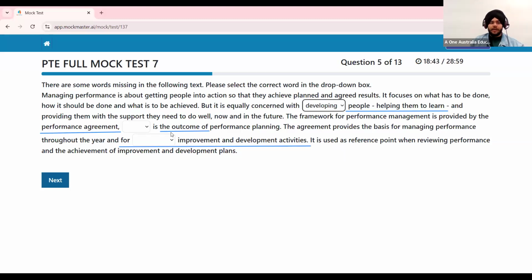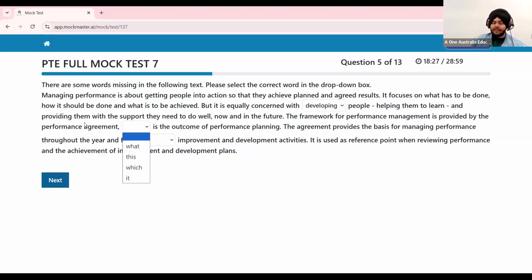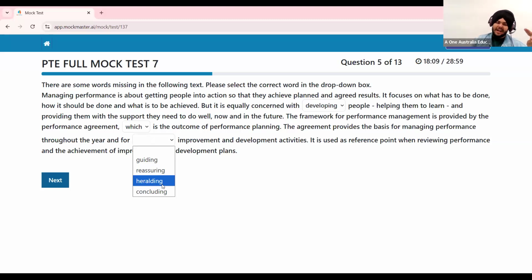Here, dash is provided by the performance agreement. See, the framework is provided by the performance agreement. Dash is the outcome of performance planning. Now, guys, this is a trick I'll tell you. Any sentence or any blank that is after a comma and which is one of the options, most of the times it is which. 99% of the times it is which. Okay. And the next one, and for dash improvement and development activities. Now I cannot conclude my improvement. I cannot herald my improvement. I don't think I can reassure improvement. I can guide. And for guiding improvement, and yeah, because we are talking about activities, right?